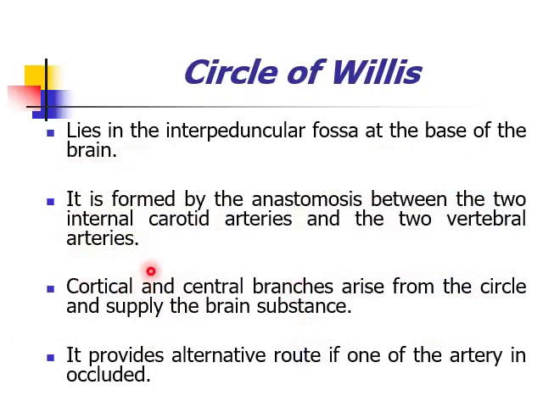The circle of Willis is an anastomotic channel between the previously mentioned arteries, the anterior, middle, and posterior cerebral arteries. It lies in the interpeduncular fossa at the base of the brain, formed by anastomosis between the two internal carotids and the two vertebral arteries. It gives off cortical and central branches, as we mentioned earlier, that supply the brain substance.